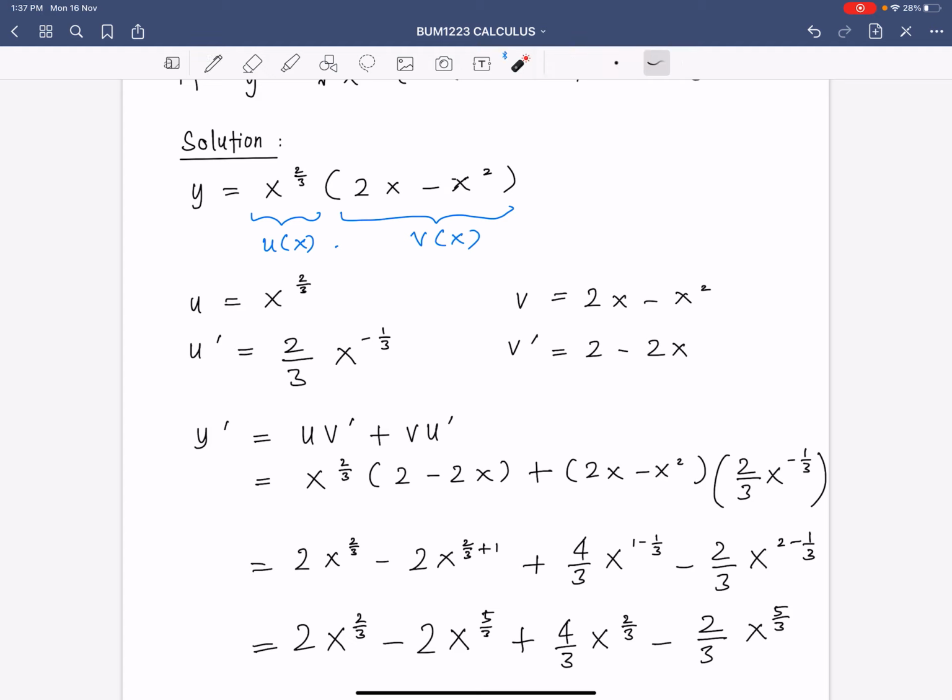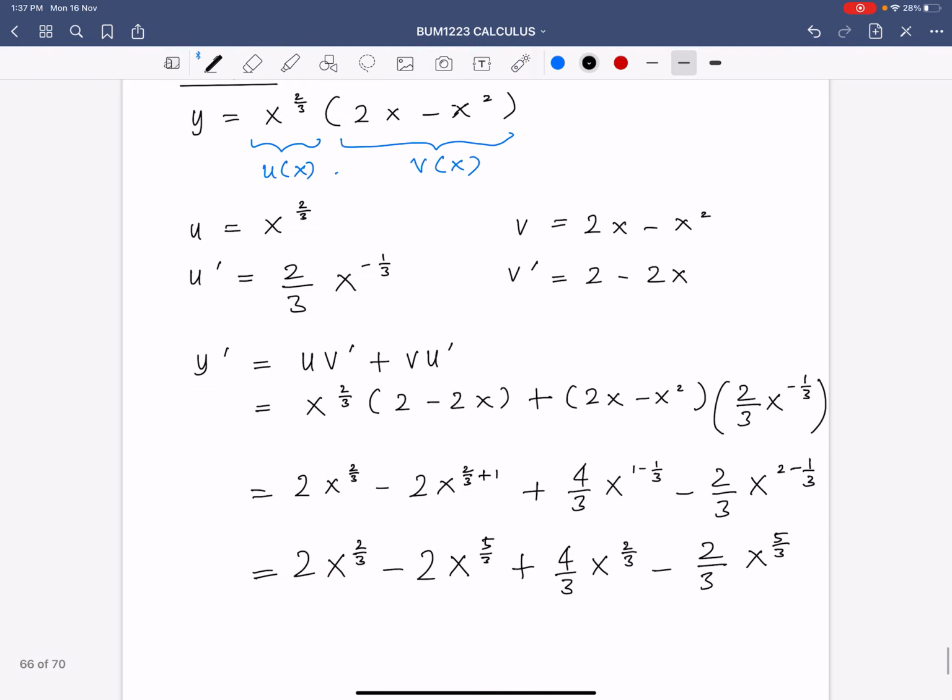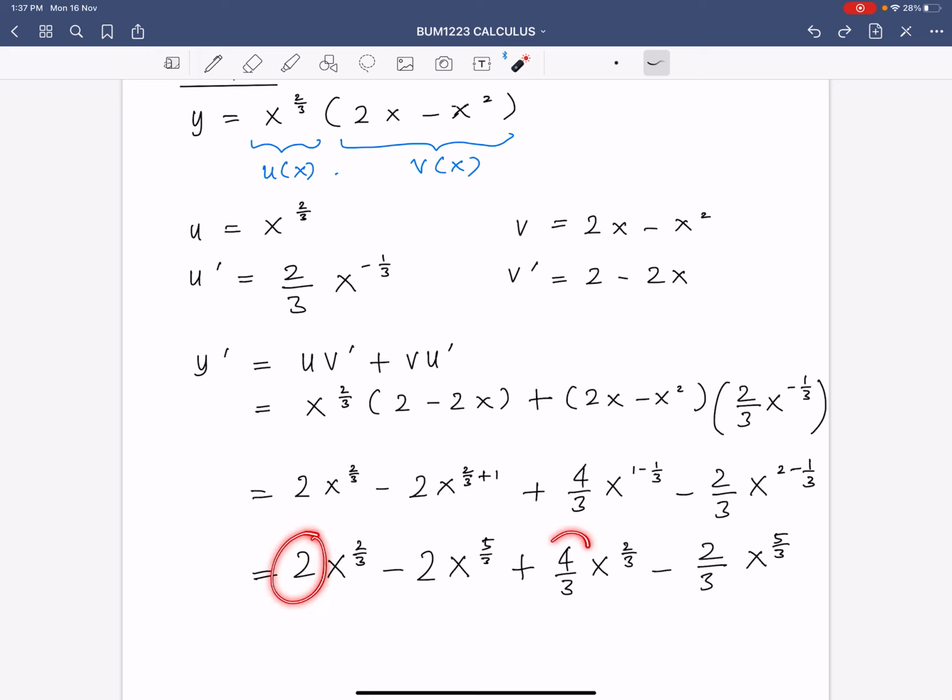If you see here, we have the term x to the power of 2/3 and another one here. Therefore, we can combine this and this as one term, where 2 plus 4/3 is 10/3 x to the power of 2/3.